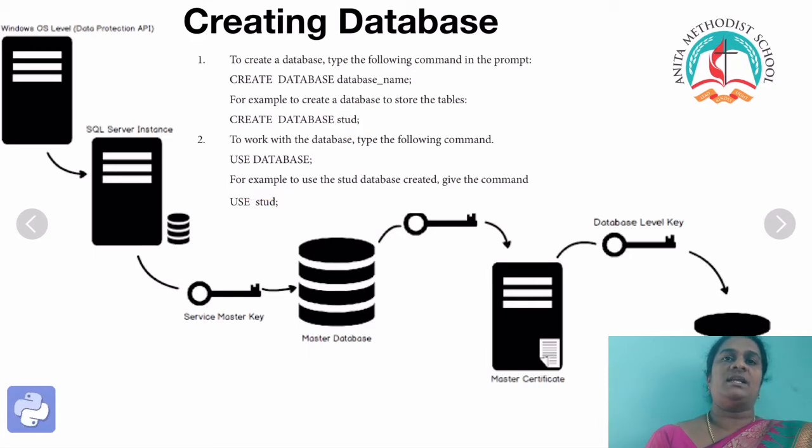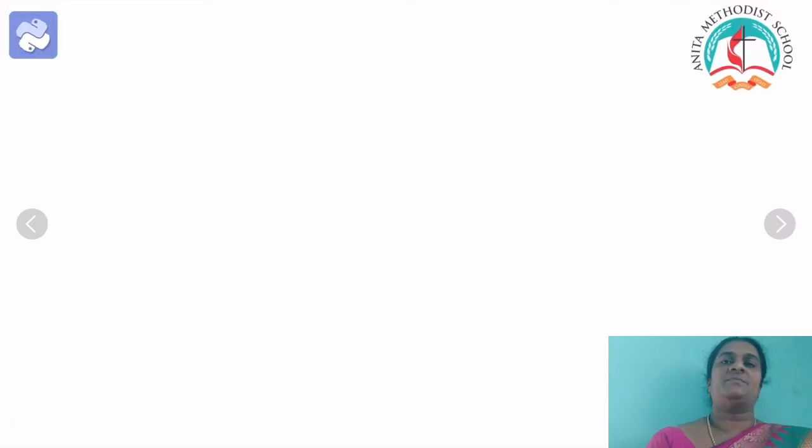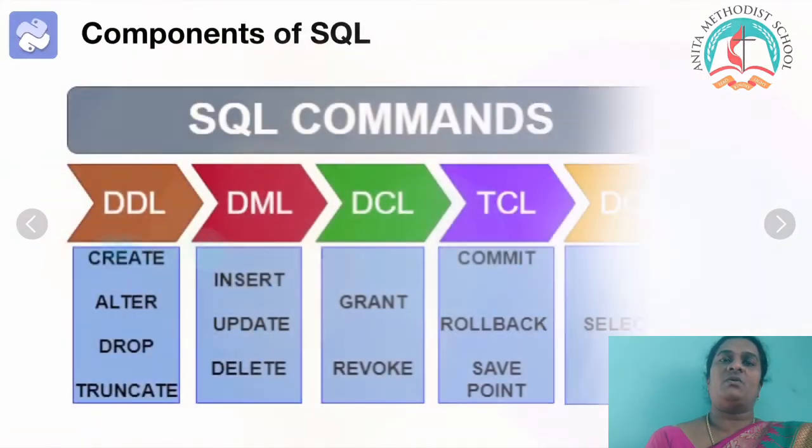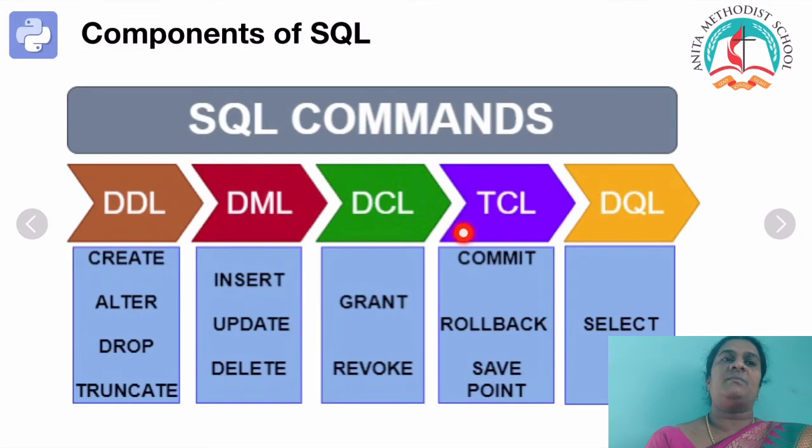Okay. So what's the next part we are going to see here? The next part is about components of SQL. There are mainly 5 components we are going to see in SQL. DDL, data definition language, DML, data manipulation language, DCL, data control language, TCL, transaction control language, DQL, data query language. There are totally 5 types we are going to see in the components.